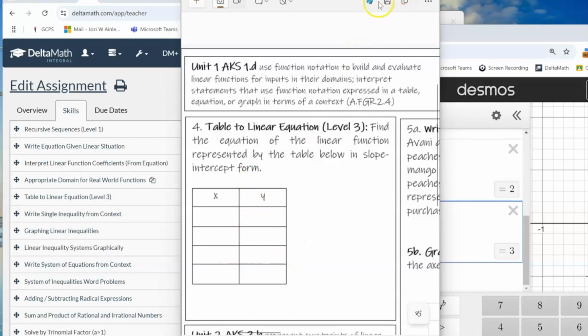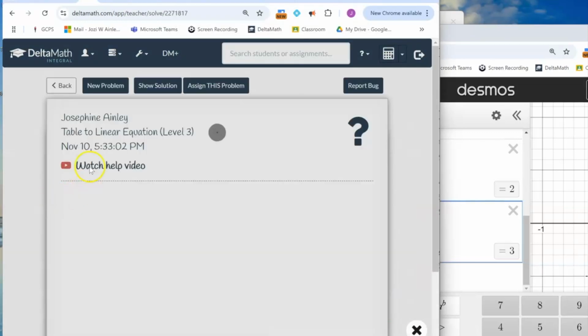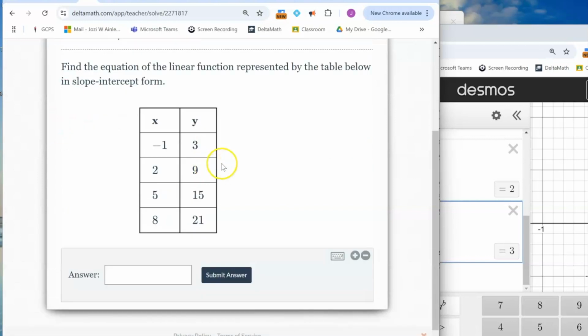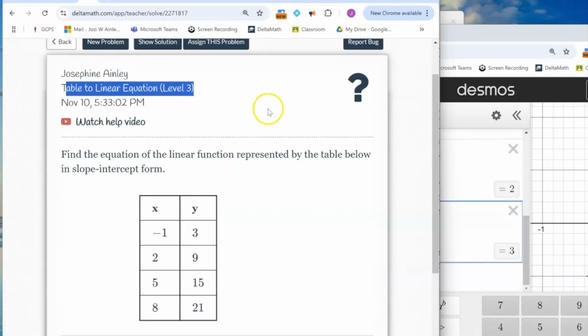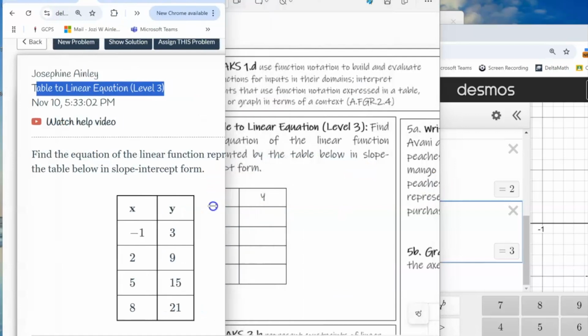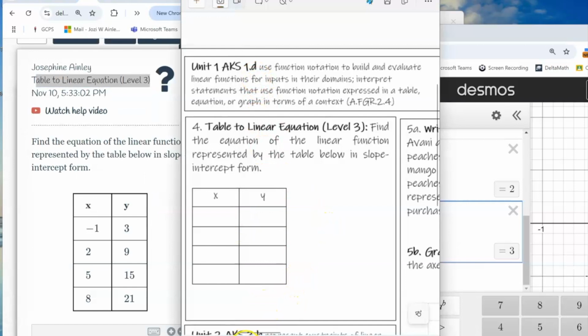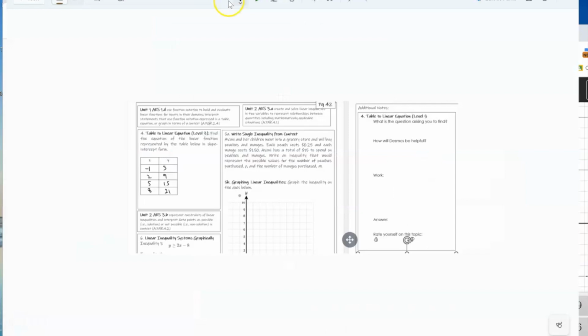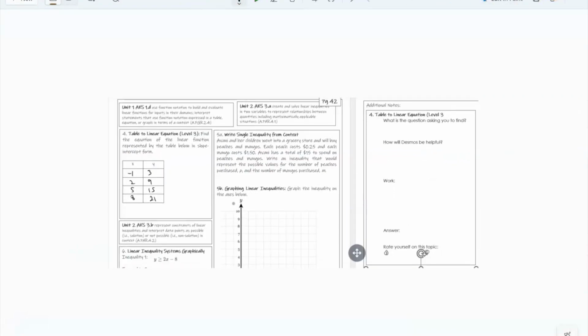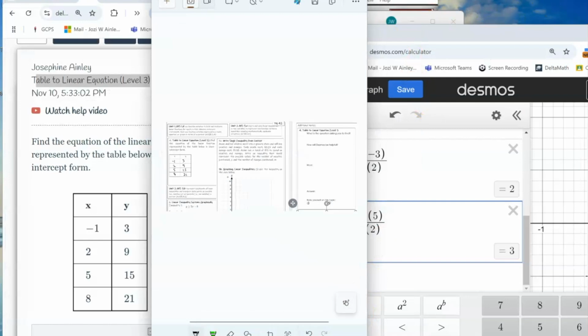Because you don't have a table, I want you to write your own notes based on the table that you have. So this is table linear equation level 3. I'm going to use this table, and again, you're using yours. As I'm doing my question, you're doing your question. If this was my question, then I would write in here that my question is -1, 3, 2, 9, 5, 15, and 8, 21. But this is not your question. So you're going to pull up your question in DeltaMath so that you can write notes on how to do it. That's what you're doing in your notes. Notes are really you writing down what your question is and then writing notes to yourself on how to do that particular question.